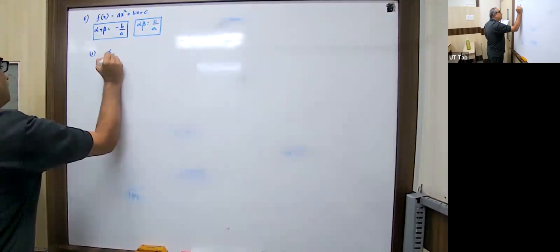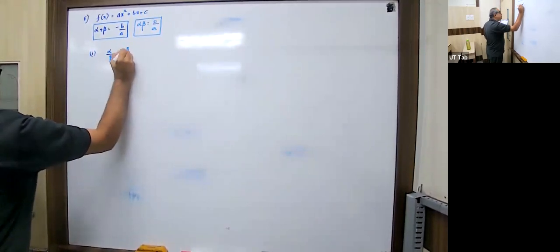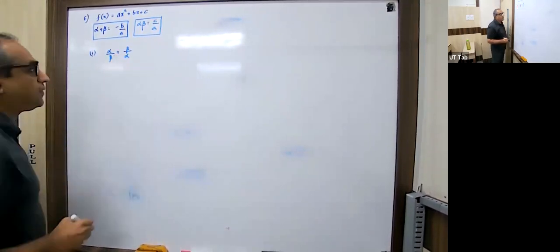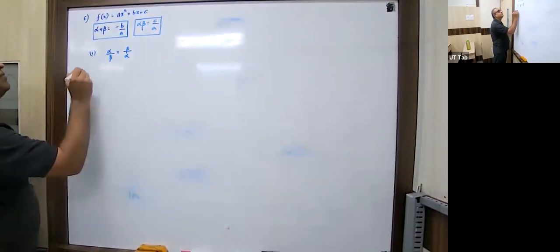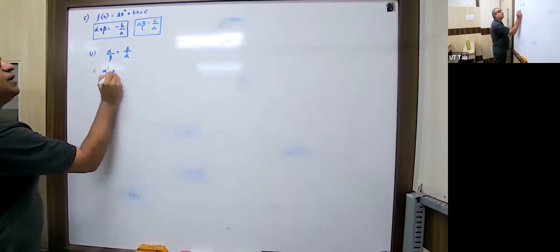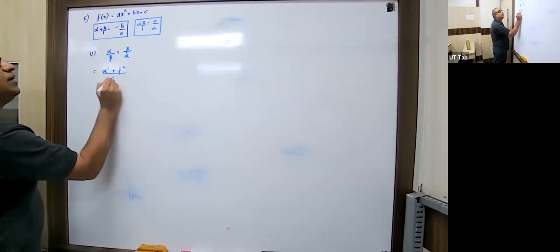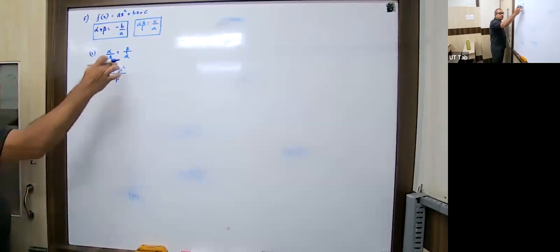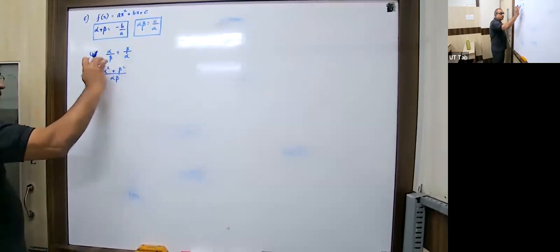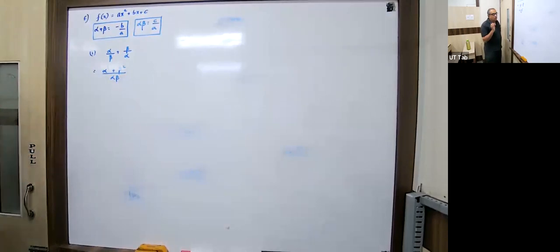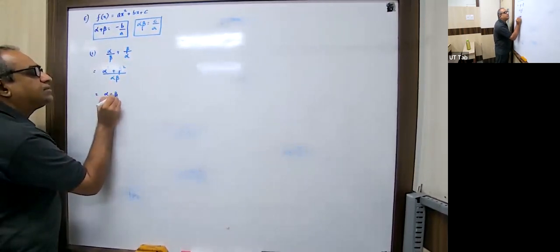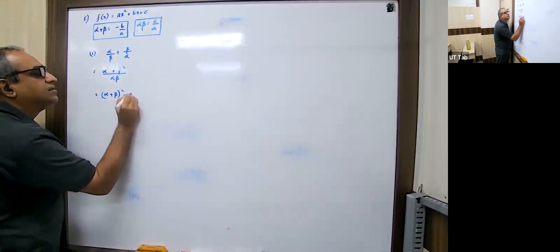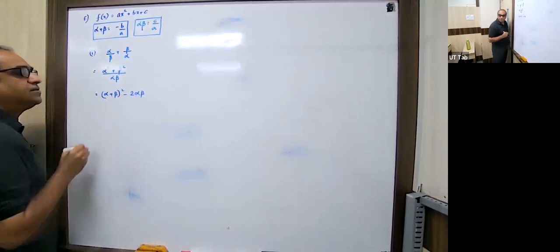Now question says first, find the value of alpha by beta plus beta by alpha. I'll take the LCM first, which is alpha into beta. So I'll get alpha squared plus beta squared by alpha beta. Crisscross denominators. Yeah? But I do not have a formula for alpha squared plus beta squared. But I know I can write it like this. Can I write this like this?